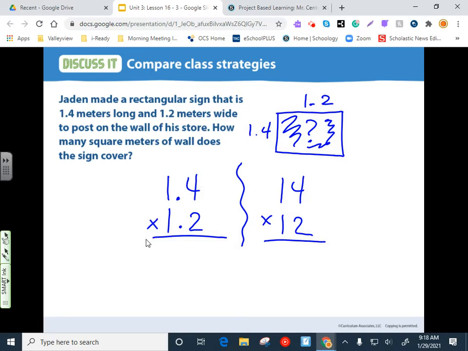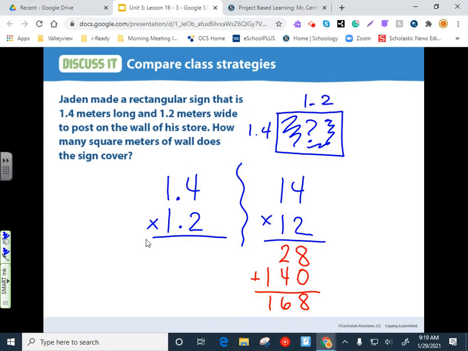So we have 2 times 4 is 8. 2 times 1 is 2. Don't forget your 0 because you're going on to the second line. 1 times 4 is 4. 1 times 1 is 1. And let's add all these up. I've got 8, 6, and a 1. Okay. But we have decimal points we've got to put there.